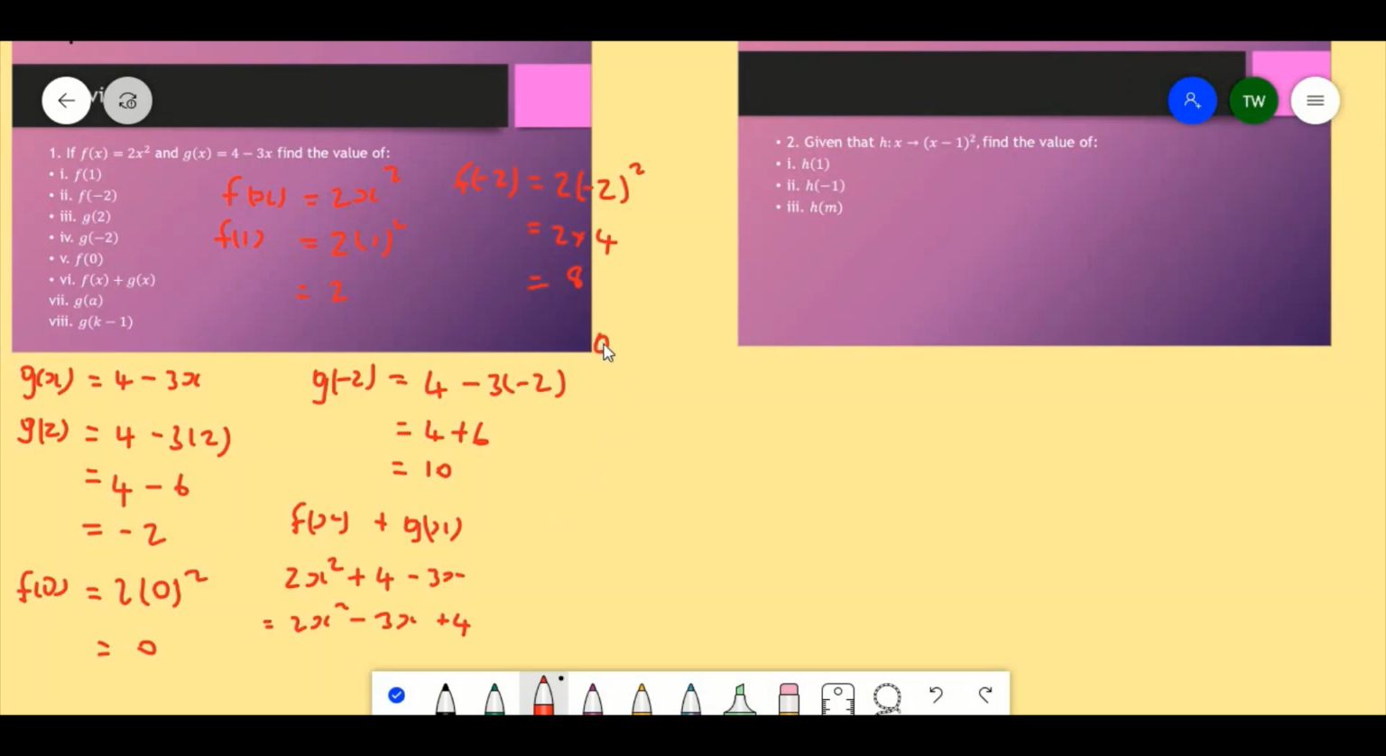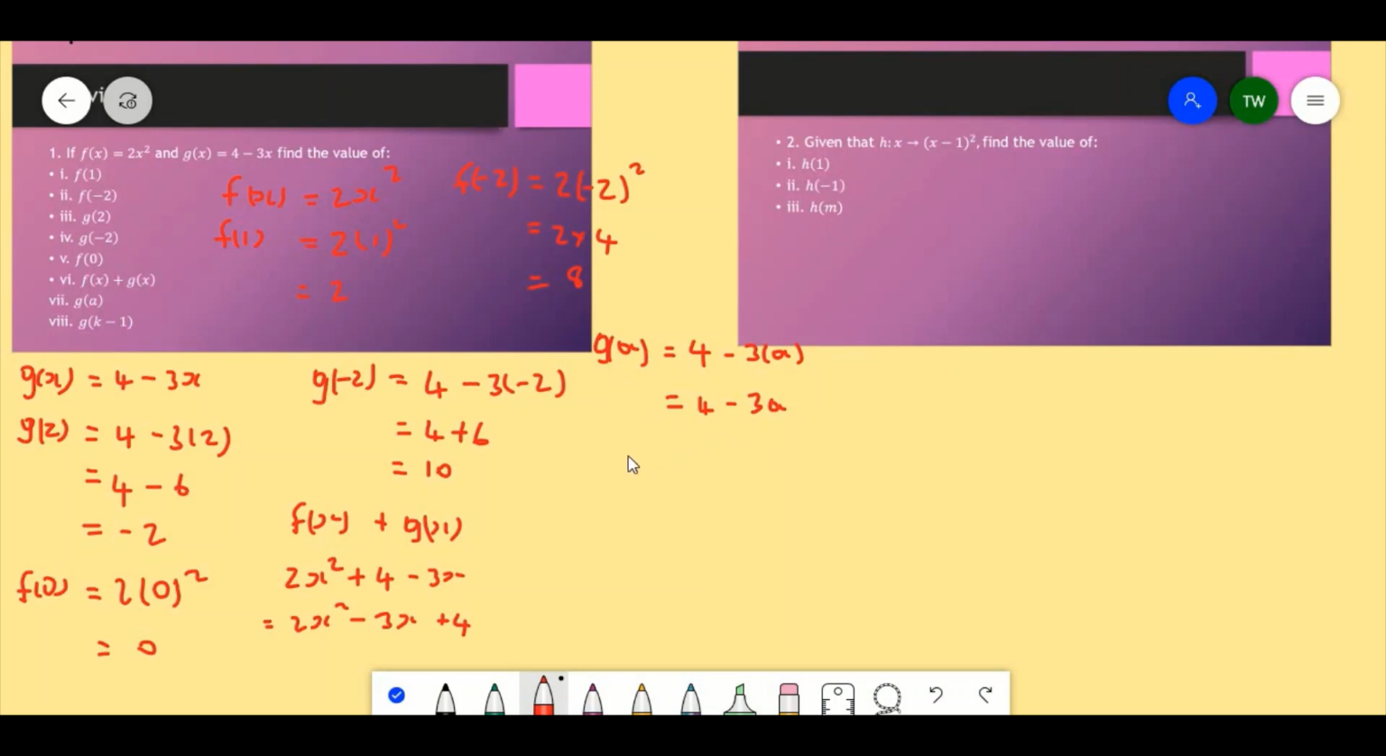For the next one, we're asked to find g of a. G of a is going to equal 4 minus 3. Where we see x, we replace it with a. So it's just going to be minus 3 times a. And when we simplify this, all we're going to get is just 4 minus 3a. So therefore, g of a is equal to 4 minus 3a.